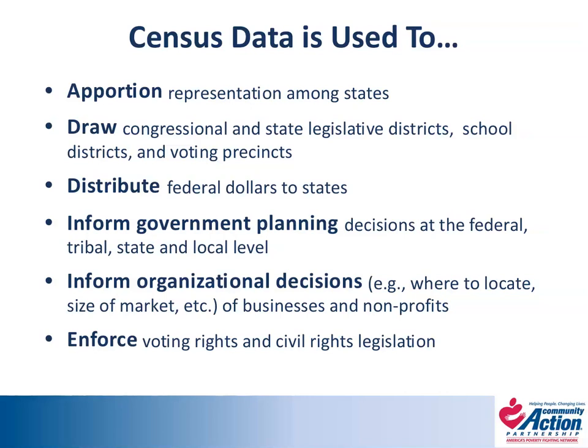They also use this data to draw congressional lines. For those of you who have heard the term gerrymandering, that's what state legislatures use the census data for, to draw their district lines. Gerrymandering is the practice of drawing those lines to favor one political party or another. The census is used to distribute federal dollars to the states, which is one of the reasons that we're very interested in this process. There will be about $800 billion apportioned annually based on the 2020 census data. We use the census data as a nation for government planning decisions at all levels. We use it to decide where to put businesses and government entities, and we also use it to enforce voting rights and civil rights legislation. So it's a pretty important process that we go through as a nation.